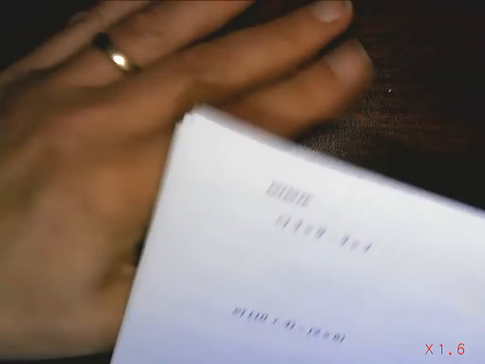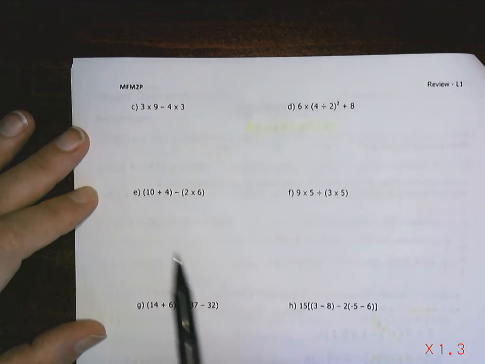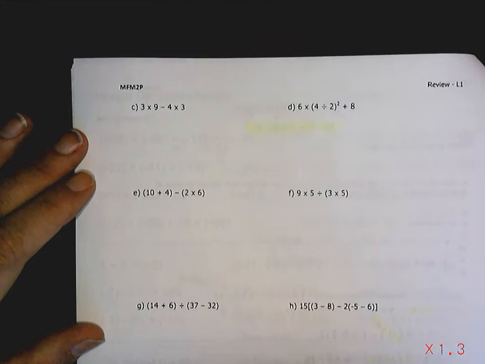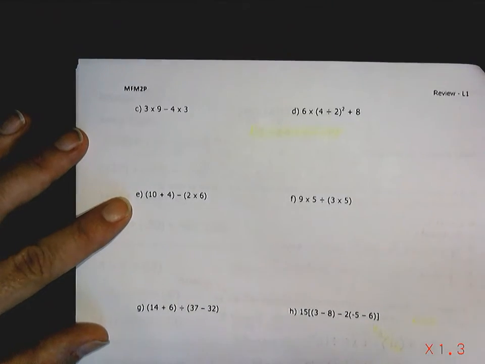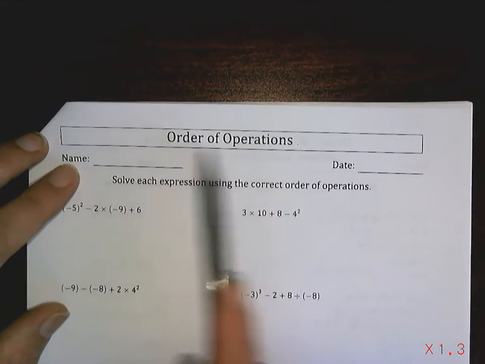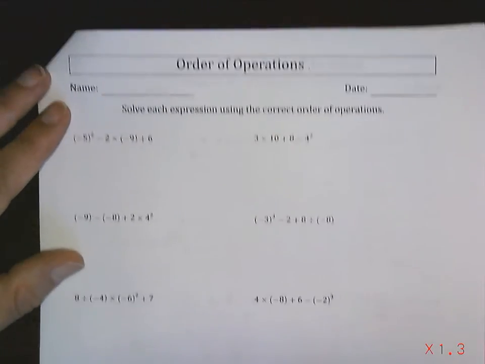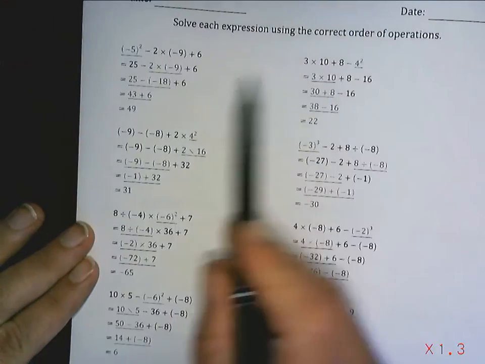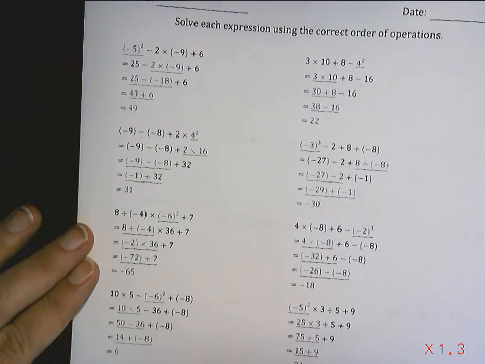So we've got a number of examples for you to do here. Let me zoom out a little bit. You're going to do C, D, E, F, G, H, I, and J. You're going to use PhotoMath to check your steps. Make sure you're doing it right. Over here, you're going to do order of operations, this entire page. Flip over. You have complete solutions to each question on the back.